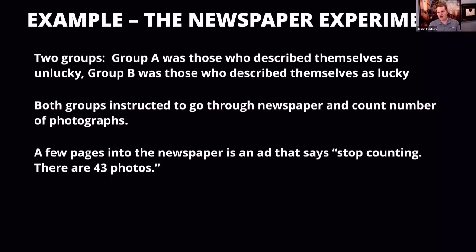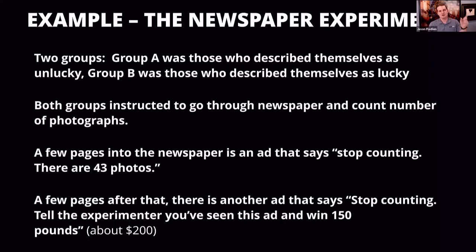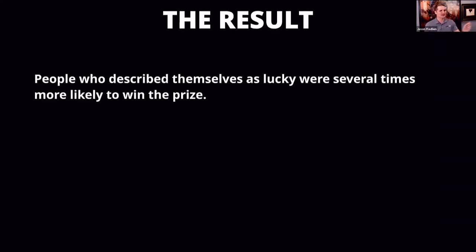So if they did go on, a few pages after that, there was yet another ad that said, stop counting, tell the experimenter you've seen this ad, and we'll give you 150 pounds. This is done in London or in England somewhere. So that's about $200. That's a lot of money, right? So isn't this interesting? During this experiment, the unlucky groups, the lucky groups, who saw the ads, who won the money, who didn't win the money? Well, now you know the answer, but it's still fascinating nonetheless. The people who describe themselves as lucky, several times more likely to win the money.